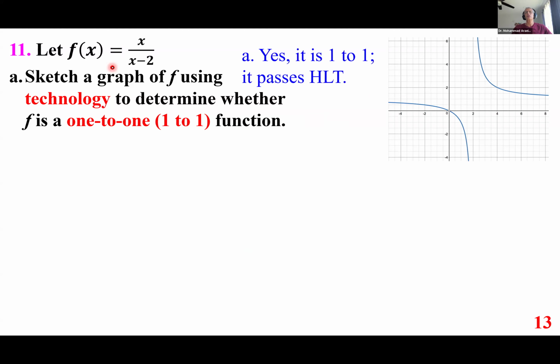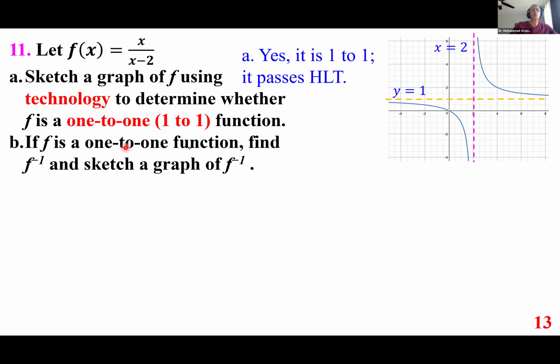Yes, it is a one-to-one function because it passes the HLT, horizontal line test. Look at the vertical asymptote. Look at the horizontal asymptote. The vertical asymptote, x equals 2. The horizontal asymptote, y equals 1, because they have the same degree.